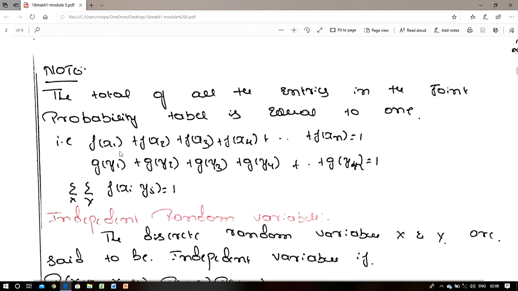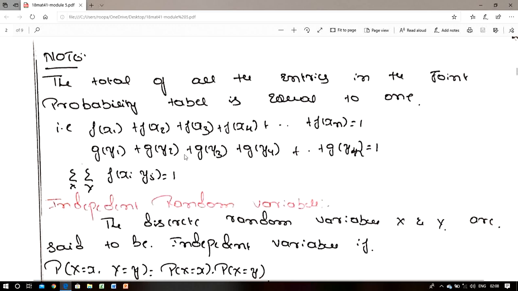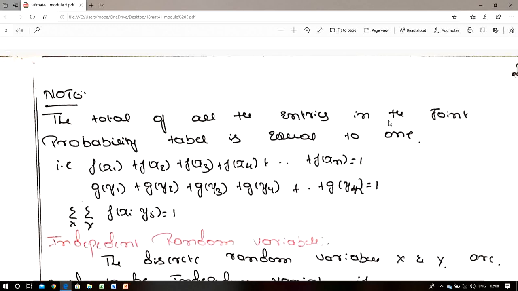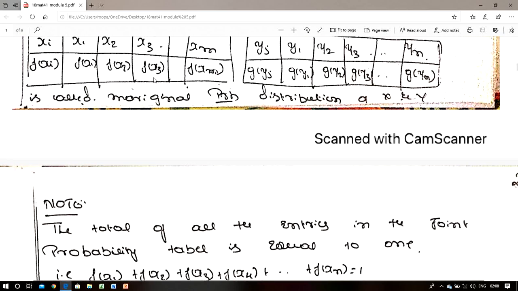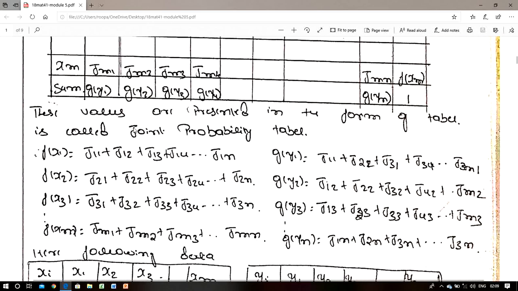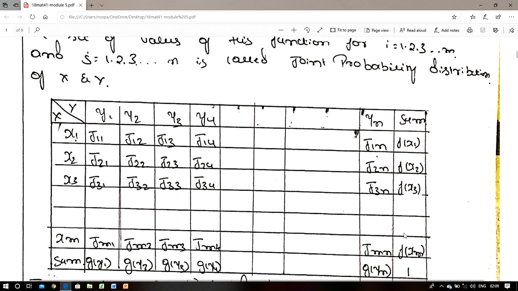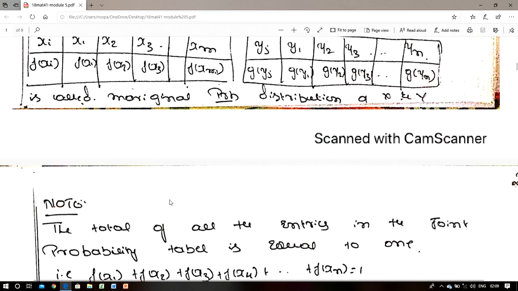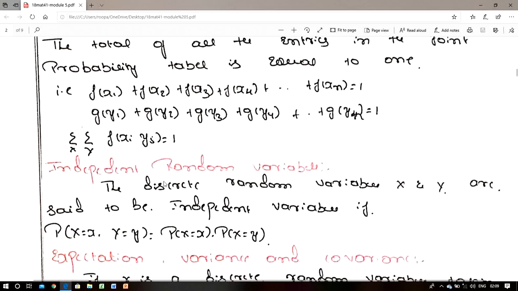Next, the total of all the entries in the joint probability table is equal to 1. It means the sum f of x1 plus f of x2 plus f of x3 up to f of xm should be 1, and g of y1 plus g of y2 plus g of y3 plus ... plus g of yn must be 1. And also, the sum of all the entry values in the table of f of xy is equal to 1.